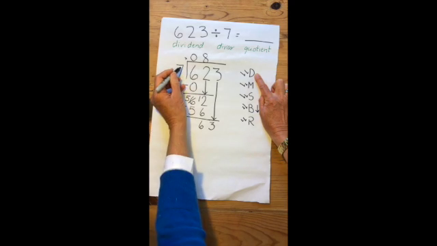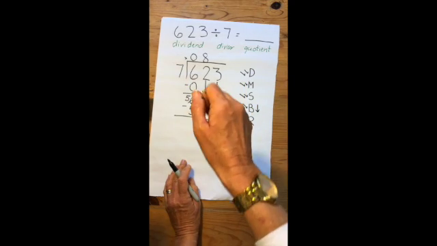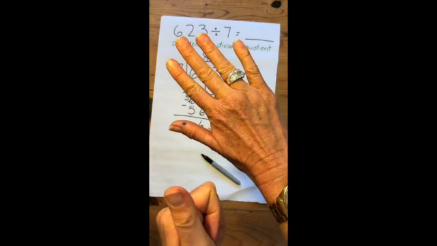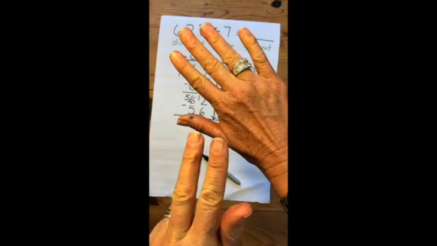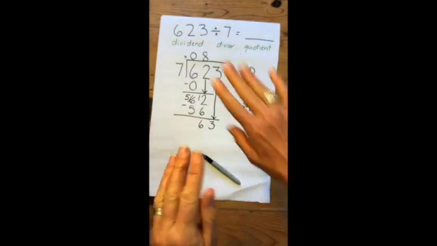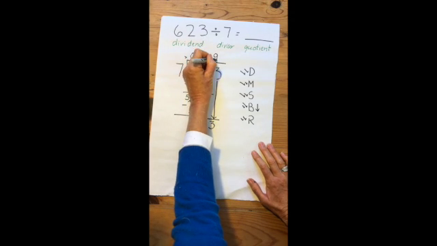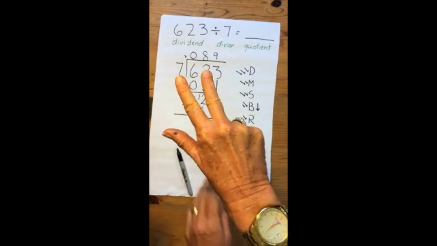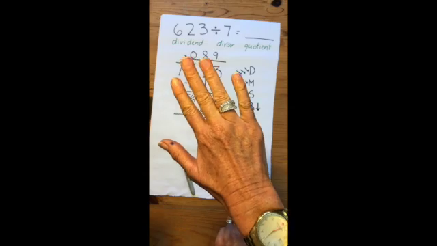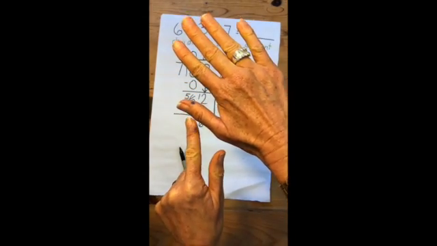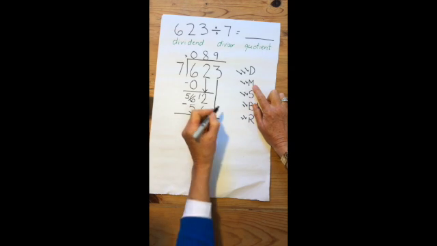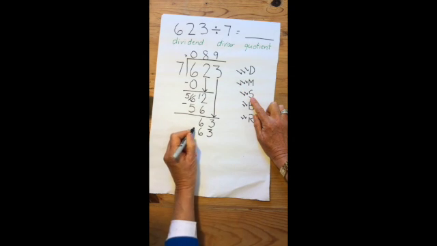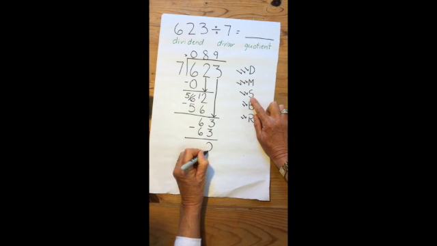So now I go up and I say how many 7's are in 63? 7, 14, 21, 28, 35, 42, 49, 56, 63. Ooh, that's exact. That's 9. So I put it here and check. Now I multiply. 9 times 7, 9, 18, 27, 36, 45, 54, 63. That's 63. So I put 63 here. Check. Now I subtract, and 63 take away 63 is 0.